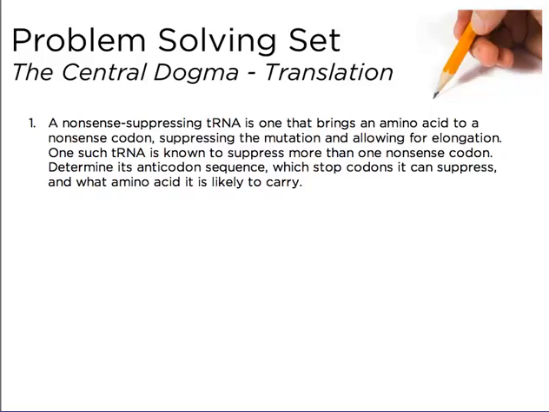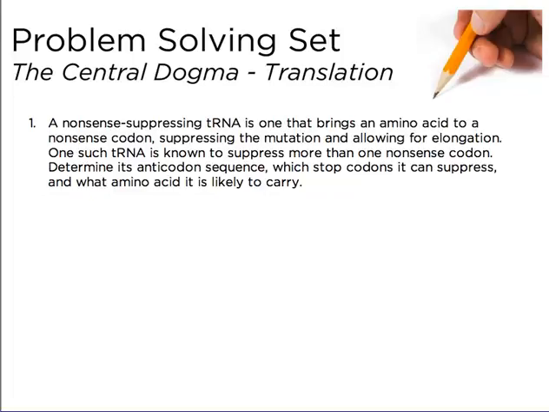Welcome to the problem-solving set on the Central Dogma translation. Problem 1. A nonsense-suppressing tRNA is one that brings an amino acid to a nonsense codon, suppressing the mutation and allowing for elongation. One such tRNA is known to suppress more than one nonsense codon. Determine its anticodon sequence, which stop codons it can suppress, and what amino acid it is likely to carry.